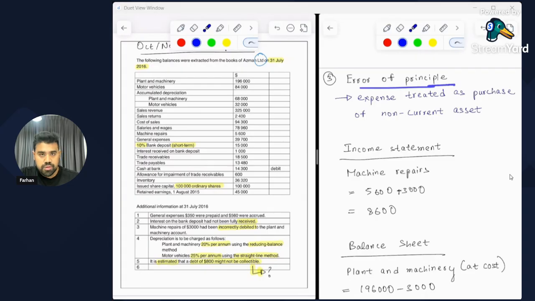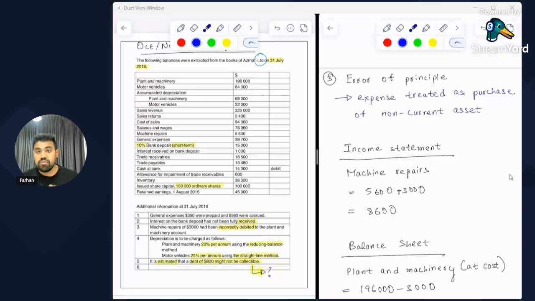So error of principle happens when the classes of treatment are different. So what do we mean by that? You see, machine repairs in itself is an expense, but we made a mistake where we treated this expense as the purchase of a non-current asset. Expense in itself is one category, and then the purchase of a non-current asset in itself is another category.